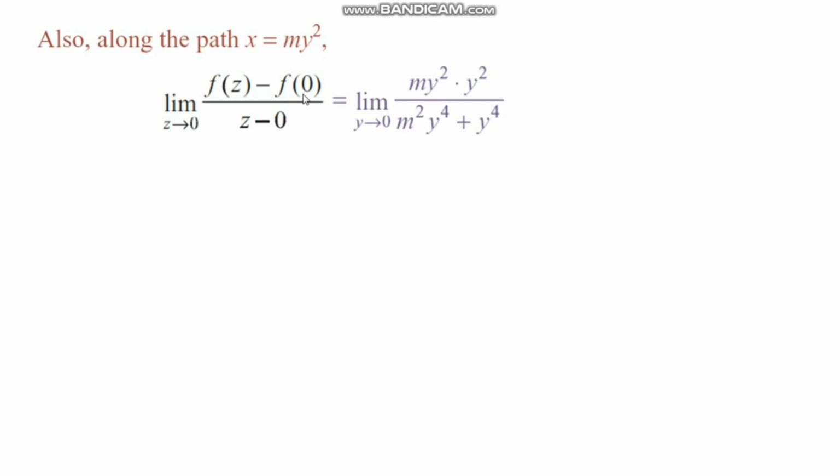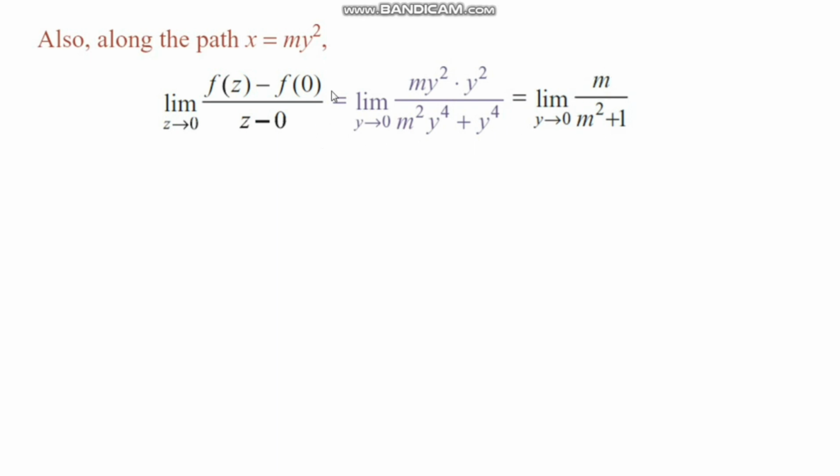We have xy square by x square plus y power 4. X is replaced with m y square, so x square will be m square y power 4. Let us take common y power 4 from both the numerator and denominator. Y power 4 cancelled. We have m by m square plus 1.